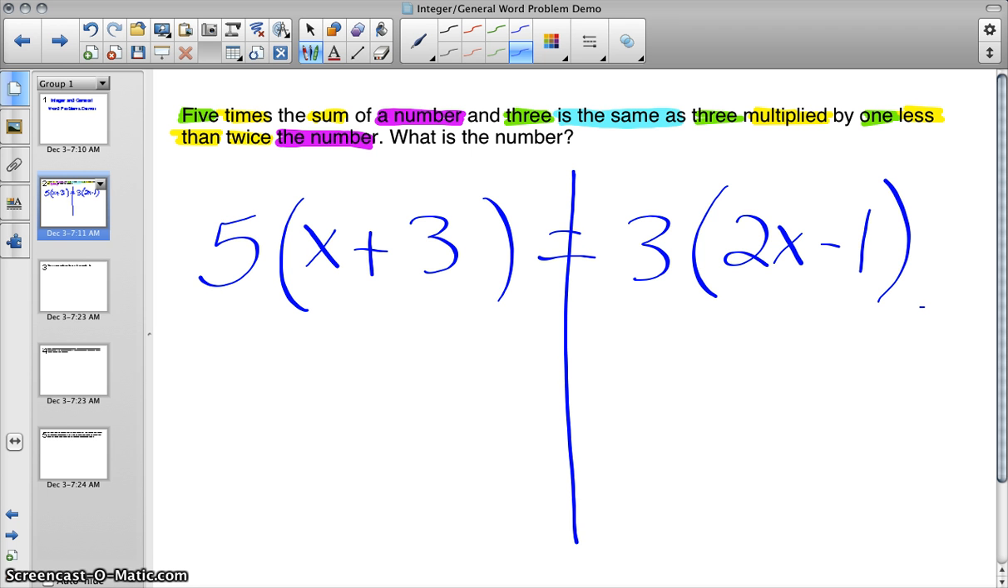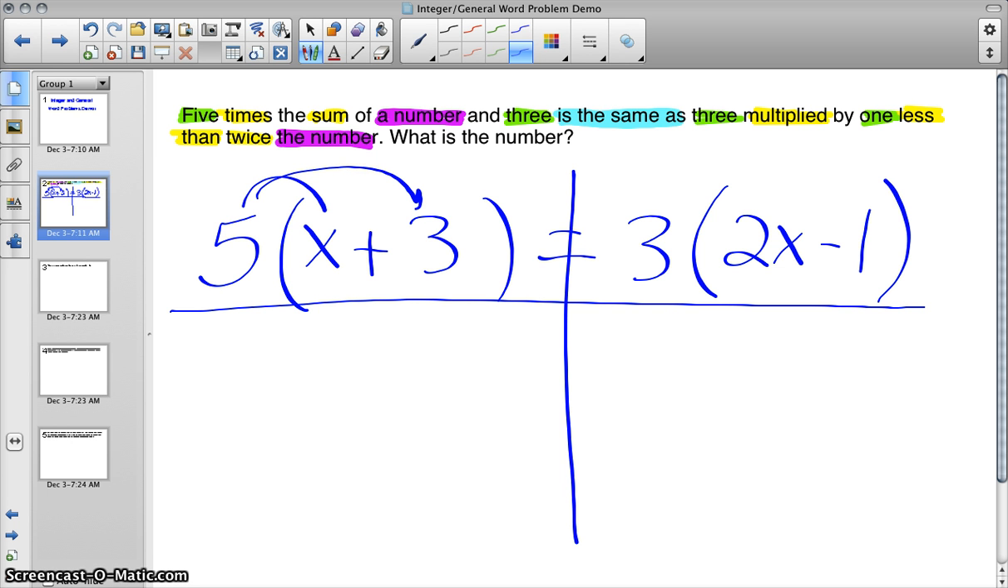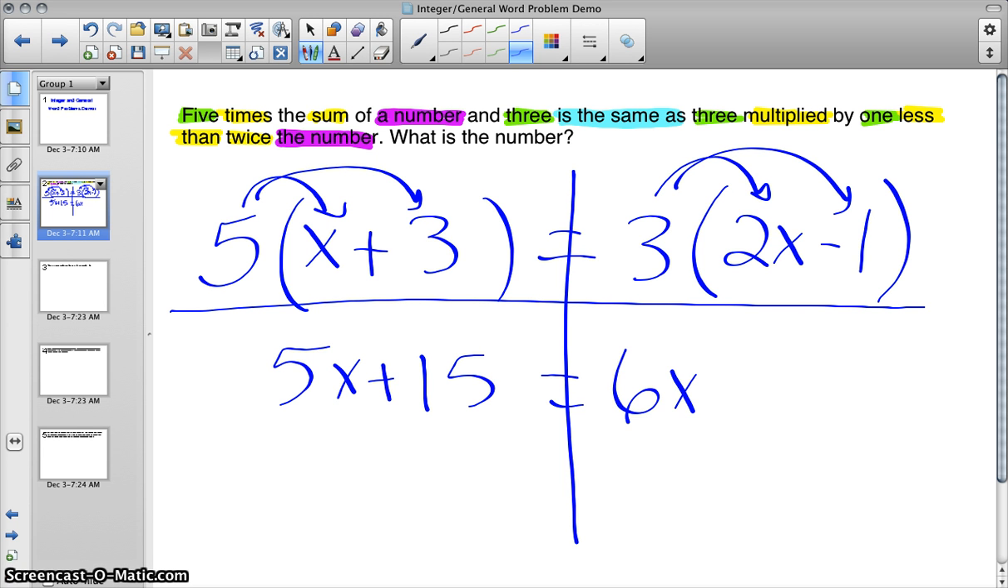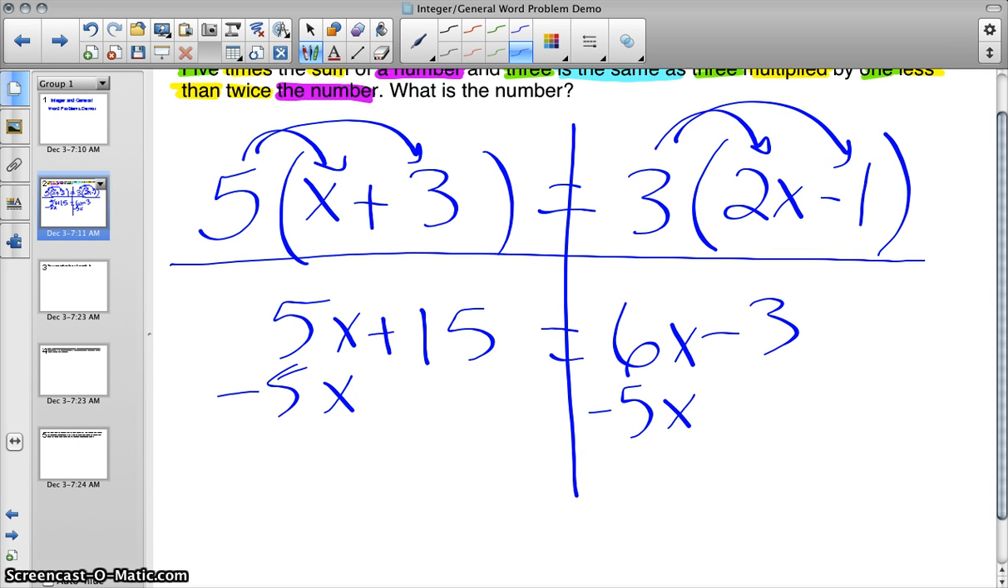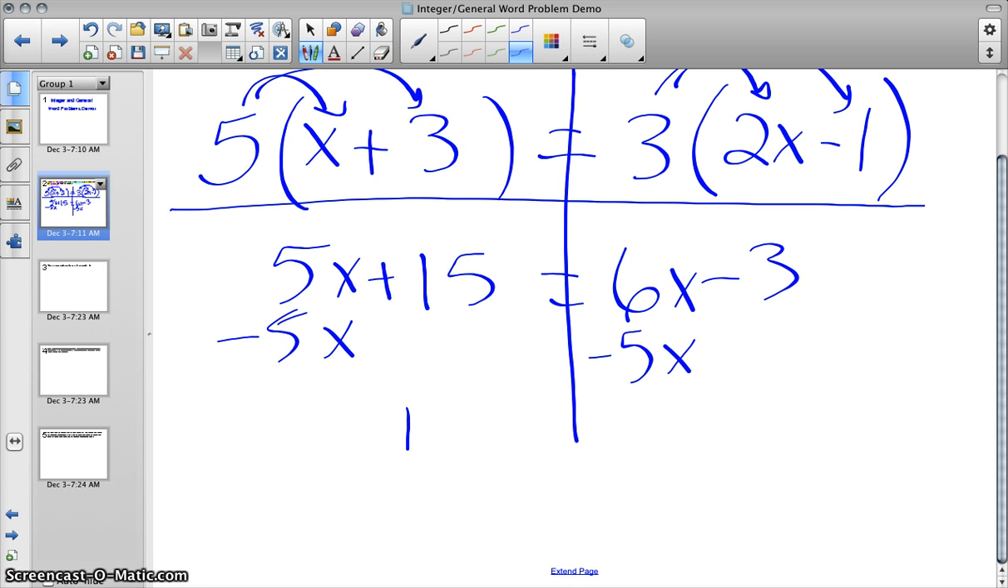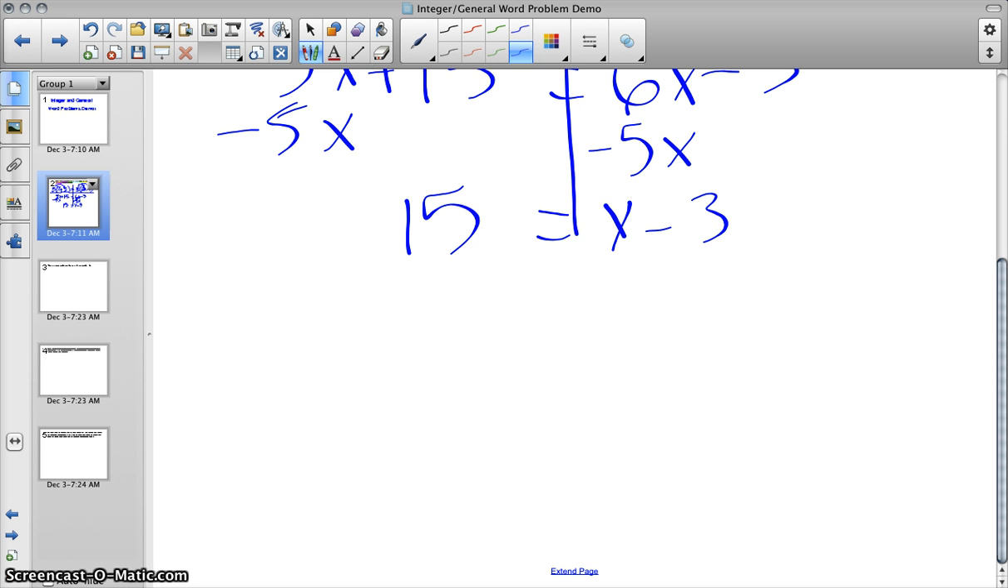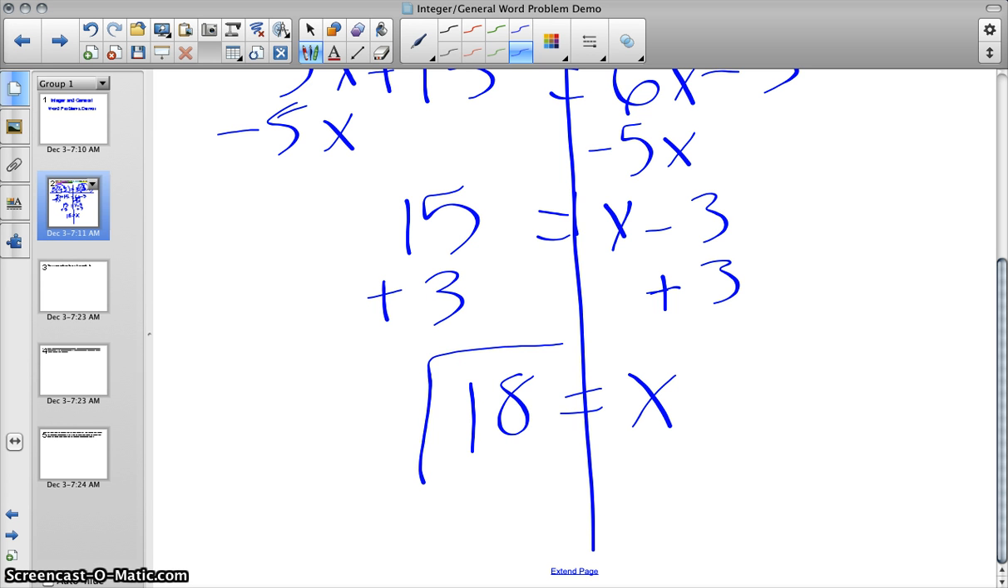Now what we need to do, a little T-chart action going on. So 5 times x, well, a little distributive property on both sides, 6x minus 3. And let's see, subtract 5x from both sides. And we end up with 15 equals x minus 3. And keep our T-chart going. Add 3 to both sides, and x is equal to 18.